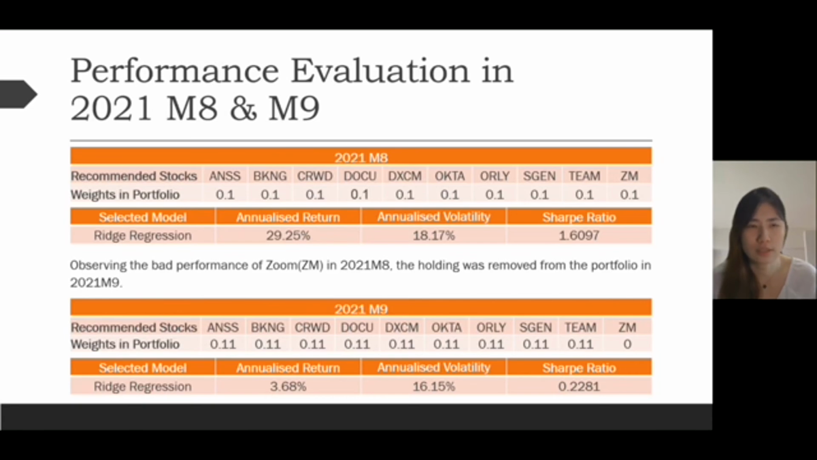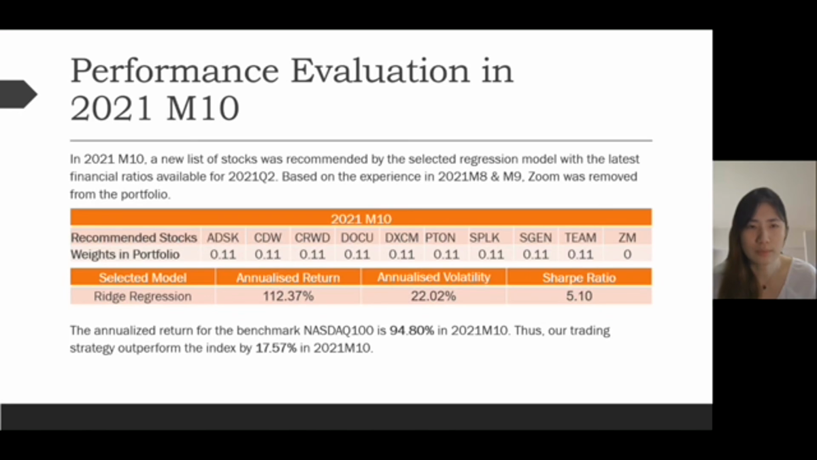In October 2021, a new list of stocks was recommended by the selected regression model, with the latest financial ratios available for 2021 Q2. Based on experience in August and September, Zoom was again removed from the portfolio and the capital was equally invested on the other recommended stocks. The annualized return was 112%, with the Sharpe ratio of 5.1. The annualized return for the benchmark Nasdaq 100 was 94.80% in October. Thus, our trading strategy outperformed the index by 80%.